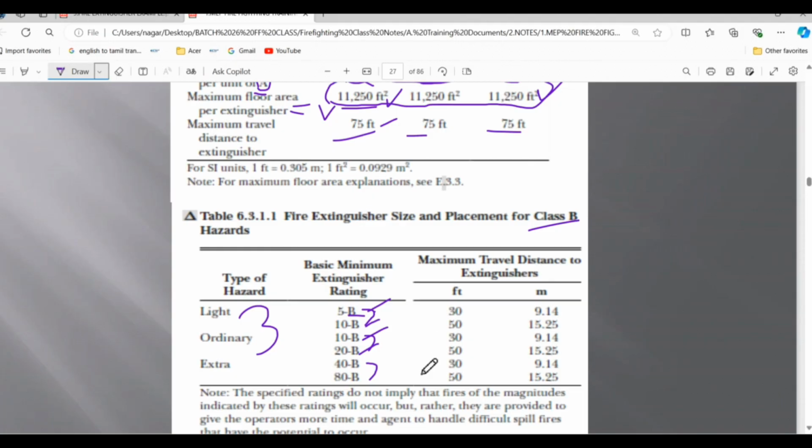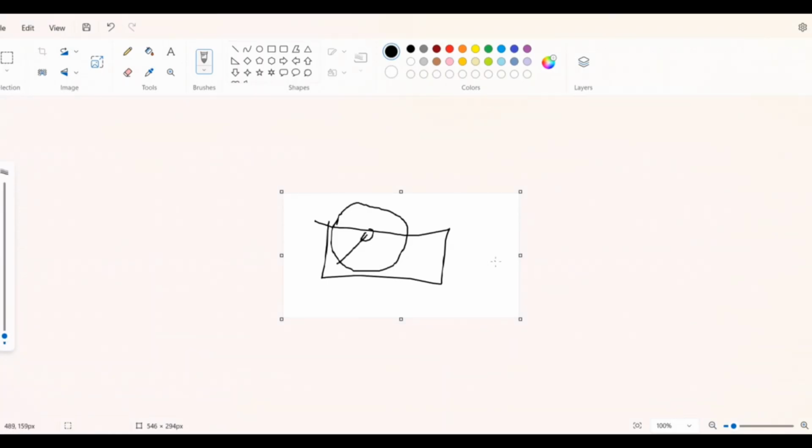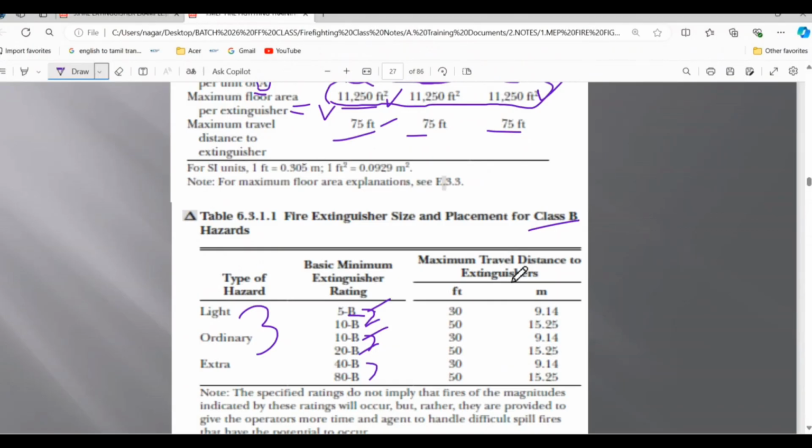So if you have one extinguisher, 5B means it will cover 5 square feet. Then coming to the travel distance, if you bring a 5B extinguisher, the maximum travel distance is 9.14 meter. If you put one circle with a 9.14 meter radius, that much area only it will cover. For the 10B, it will cover 15.25. So the maximum in the ordinary class B is 15.25 only.